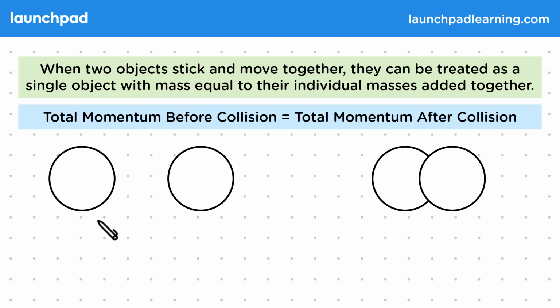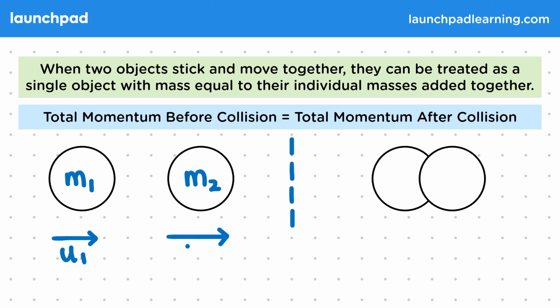We have two balls which are initially separated, then after a collision they stick together and move as one. We'll use this dotted line to separate the before and after stages. Before the collision, let's say the two balls had masses of m1 and m2, and they had velocities of u1 and u2. The letter u is a common algebraic symbol for initial velocity. We've also shown the direction of these velocities.